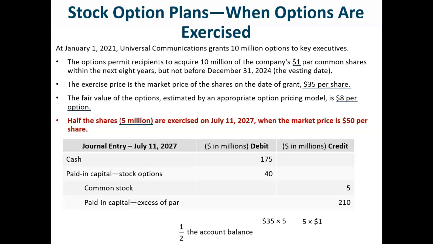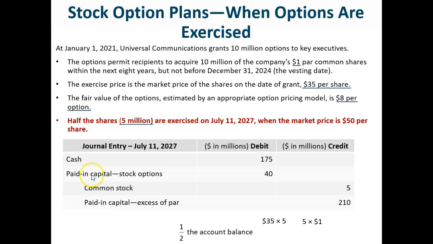Now let's assume that half the options, 5 million options, are exercised on January 11th, 2027, when the market price is $50 per share. To record this transaction, Universal completely ignores the $50 per share market price, and they debit cash for $175 million, which is the exercise price of $35 per share times the 5 million shares exercised. That's the cash they received.